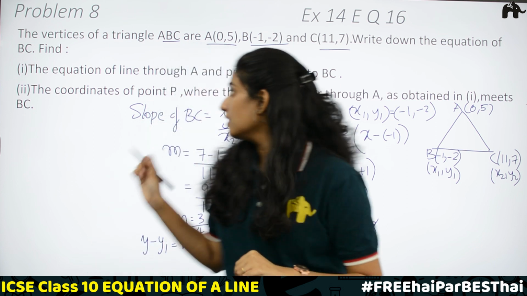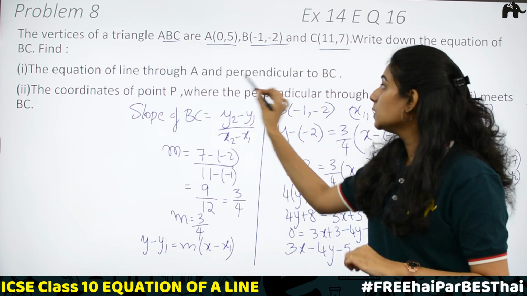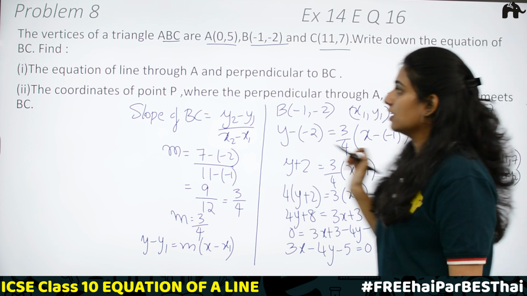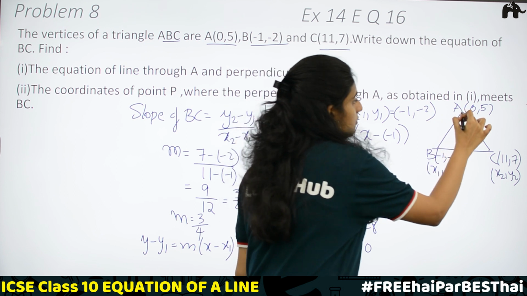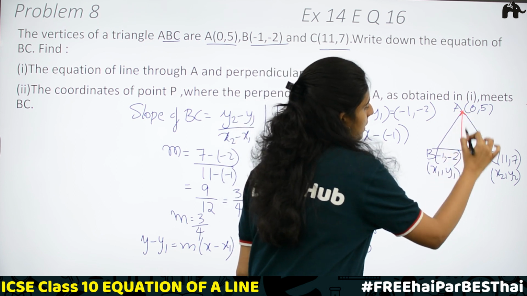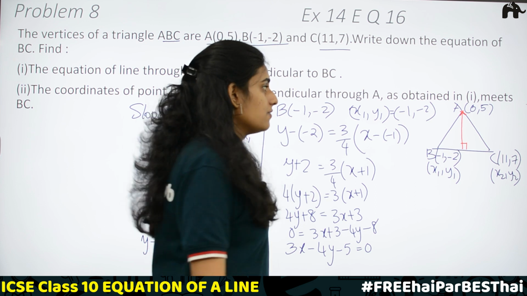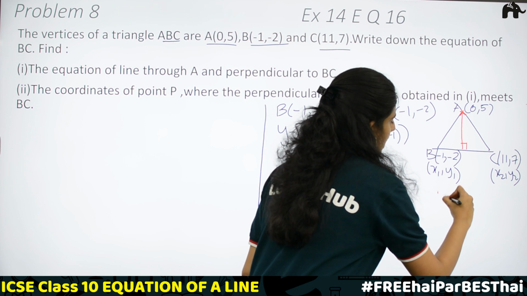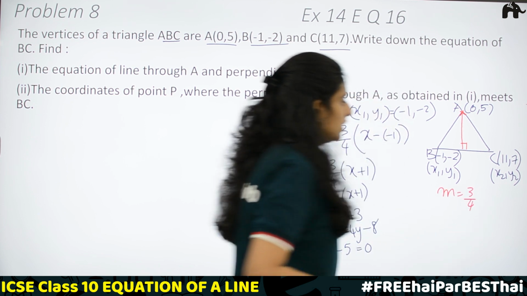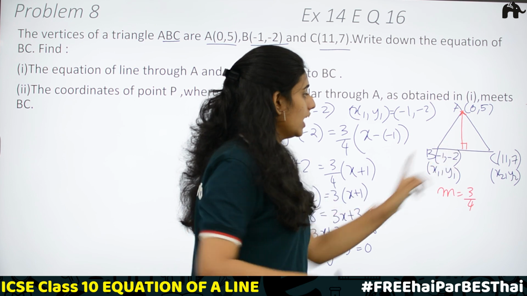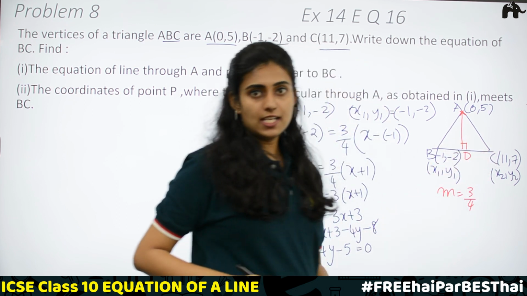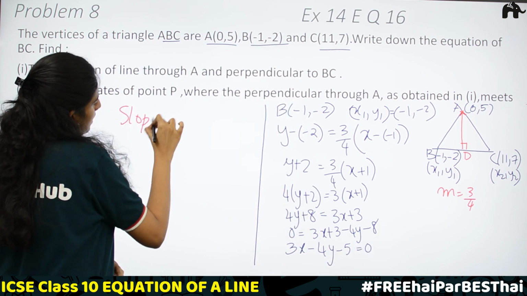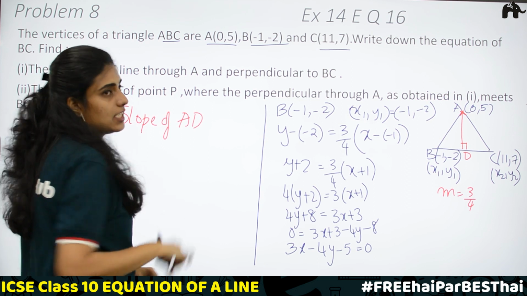Now, we have to find the equation of line through A and perpendicular to BC. So, this is a line from A and perpendicular to BC. Let's find the equation of this line. We have the slope of line BC, m is equal to 3 by 4. Okay, from this we can find the slope of AD. Let us take this point as D. So, this is a perpendicular line. We need to find the slope of AD.